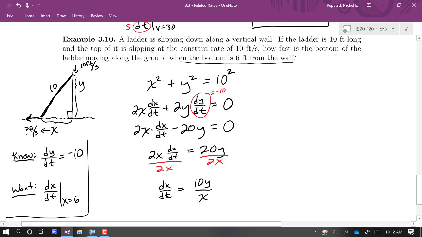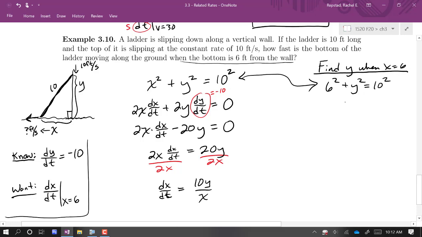And so we're just going to do a little side work. We're going to find y when x is equal to 6. And we can do that just using the original Pythagoras here. So 6 squared plus y squared equals 10 squared. And we can subtract: 100 minus 36 is 64. So y is equal to 8. We know it's positive 8. It's a distance.